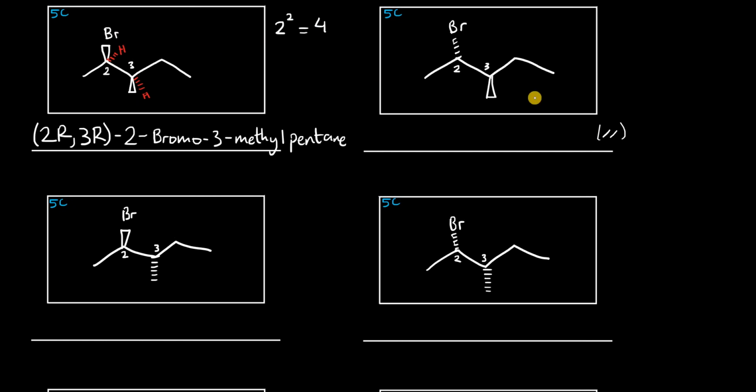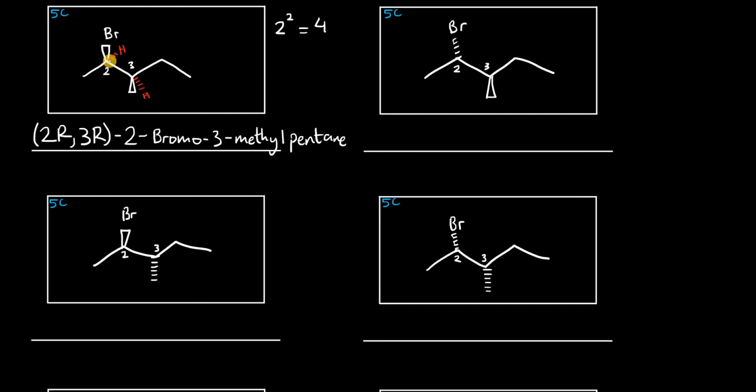Now if we look at the names for this structure, this one and this one, they're all 2-bromo-3-methyl pentanes, but they differ in terms of stereochemistry. So we determined that a bromine on a wedge in this particular case means R. If we put a methyl on a wedge, it's also R. So most of the work is done. That means a dash at carbon 2 is S, and a dash on carbon 3 is also S. It has to be the complete opposite.